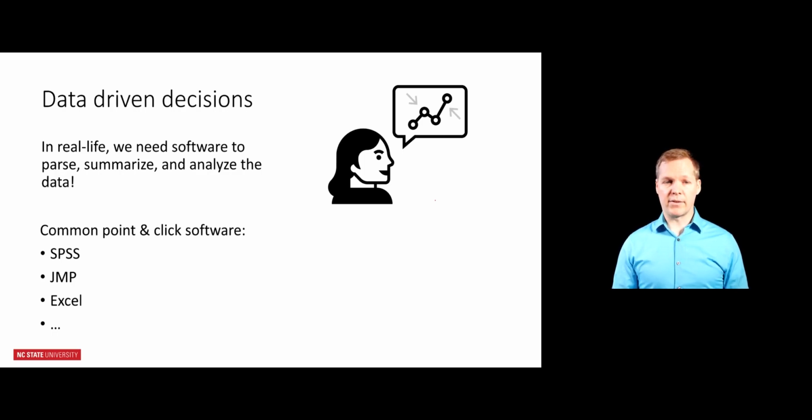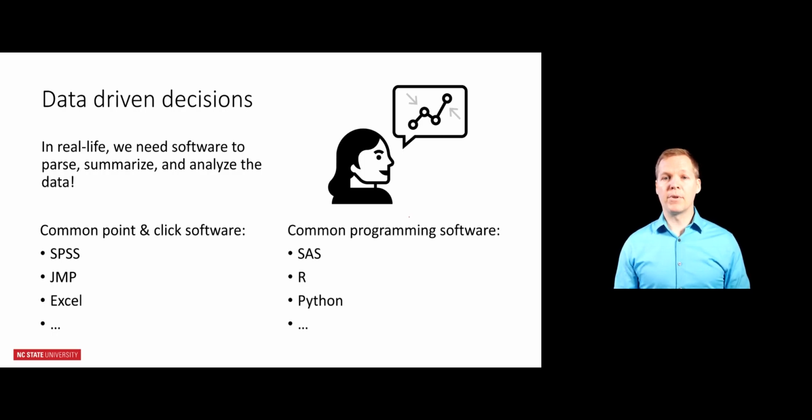There's lots of different softwares out there. Some of them are point and click, where there would be menus that would allow you to do, say, graphs and different summaries. Those might include things like SPSS, JMP, or Excel. But then there's also things that are called programming languages or programming software like SAS, R, and Python. Generally speaking, we much prefer to use a programming software because it allows us to sort of document the entire process of what we're doing. Whereas when you do point and click, there's usually no record of what you've pointed and clicked on to get the end result that you have.